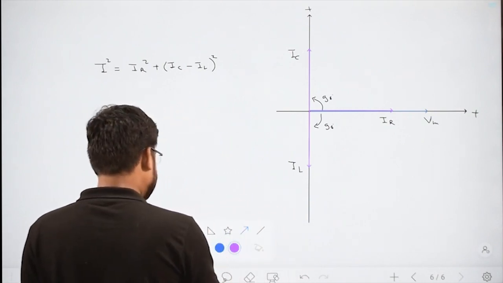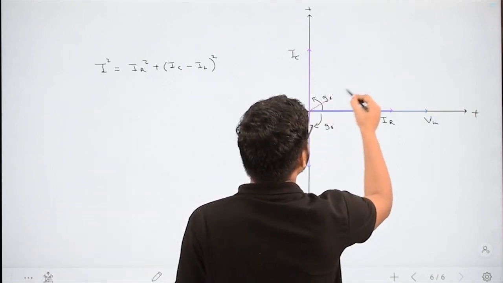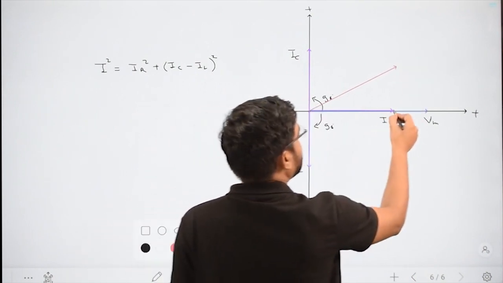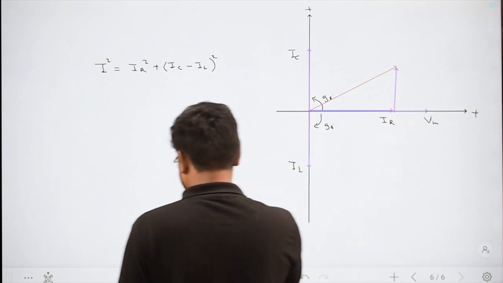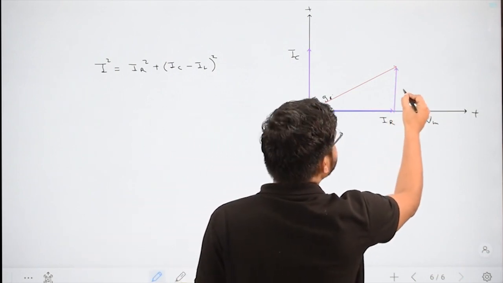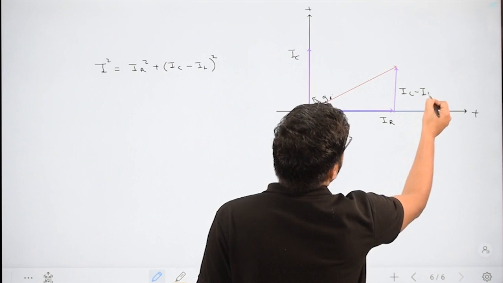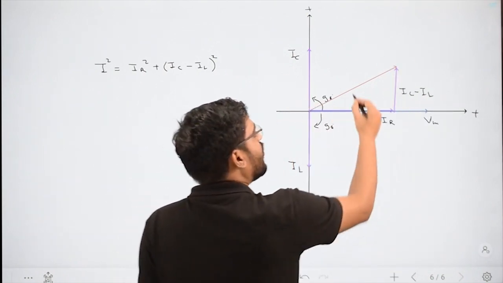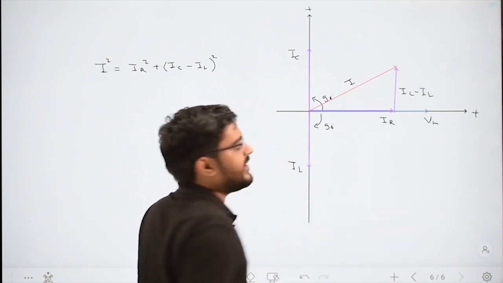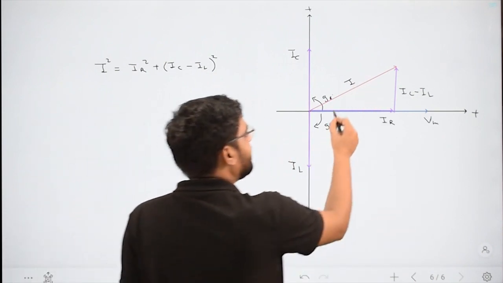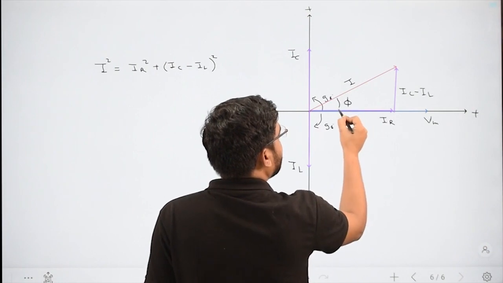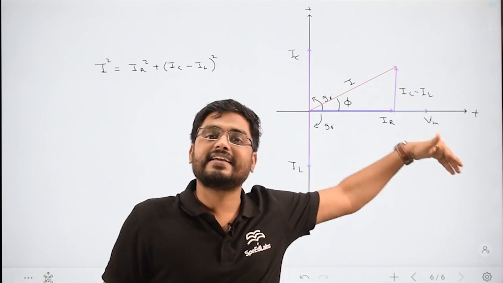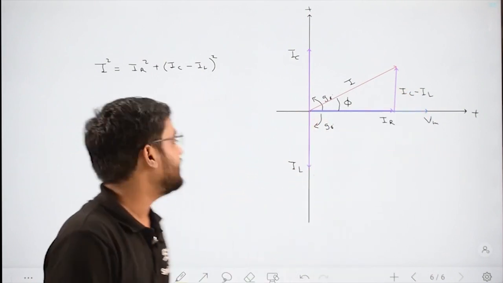For that, the overall current will be something like this, where this is IC minus IL. So IR squared plus (IC minus IL) whole squared gives me net I squared, and this is my angle phi. We will say that here the current is leading, or voltage is lagging, by an angle phi. So let us just find it.